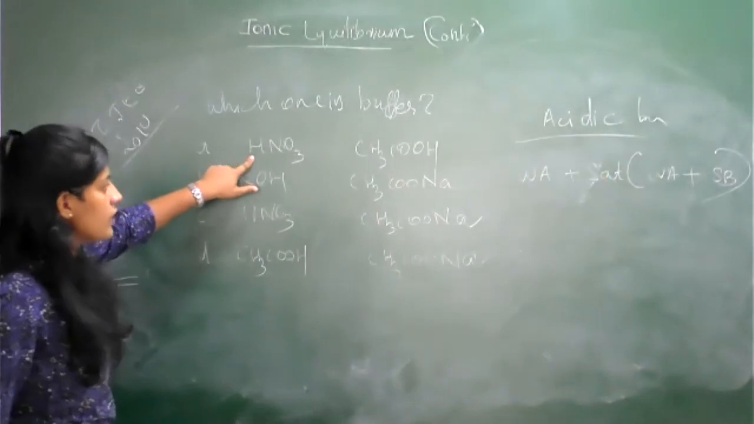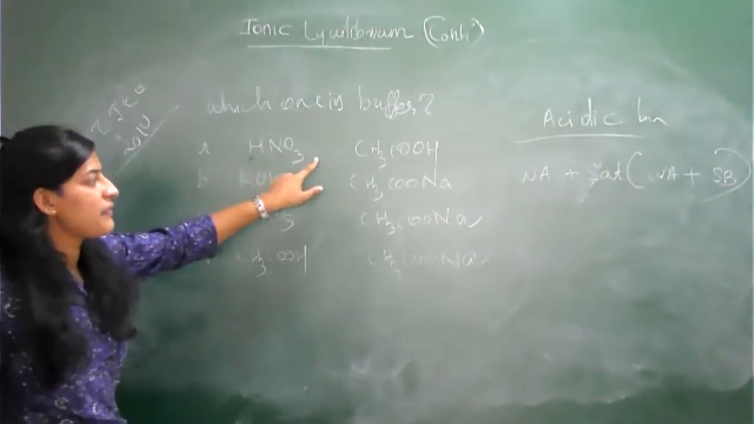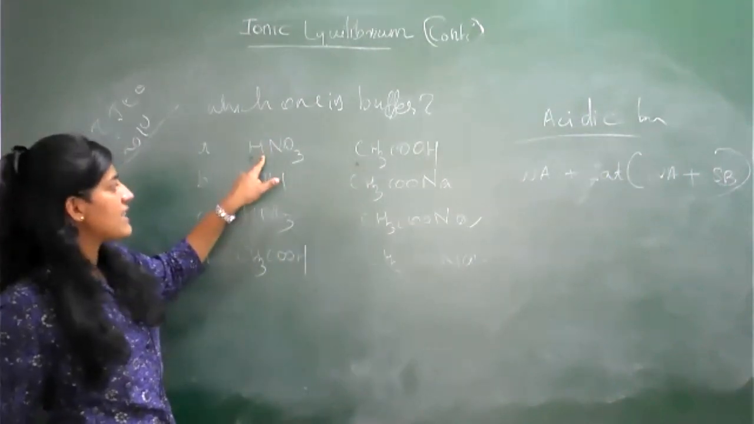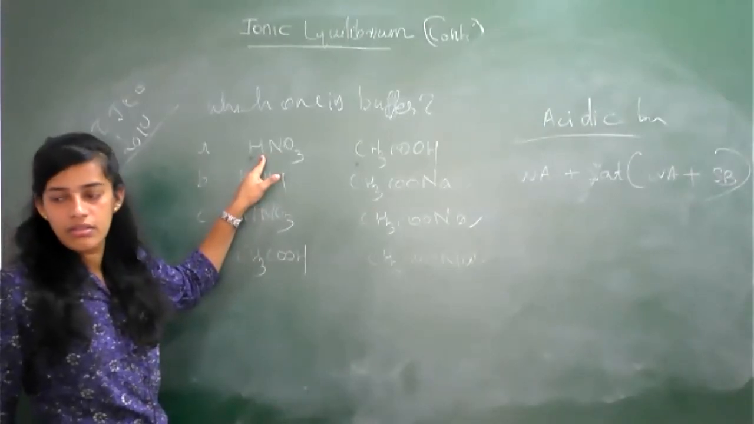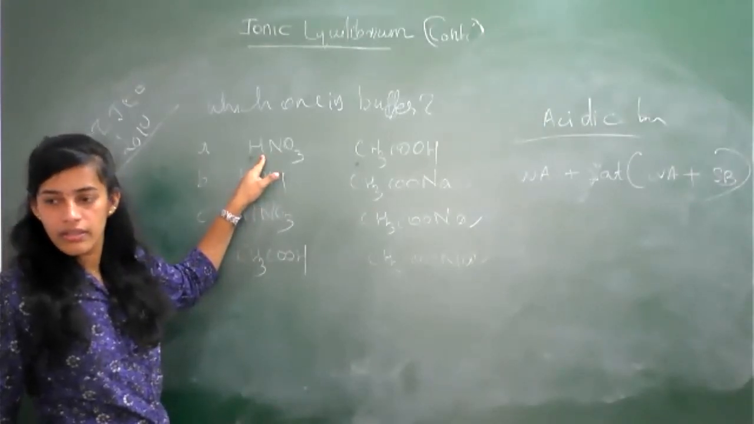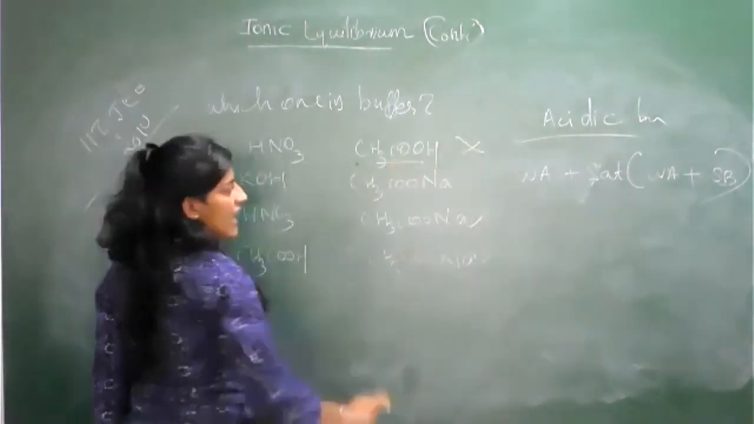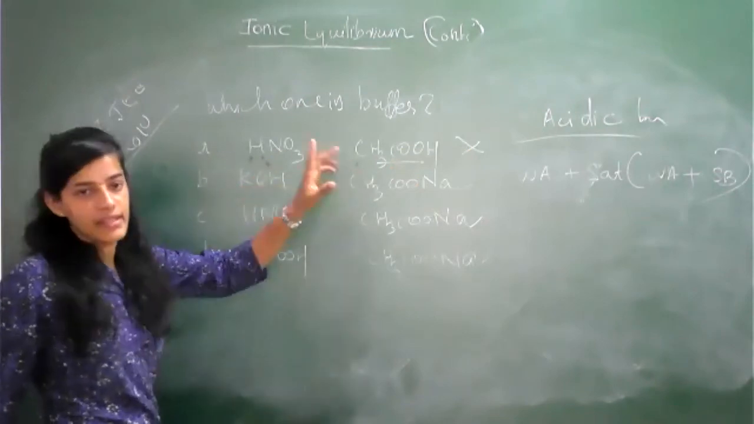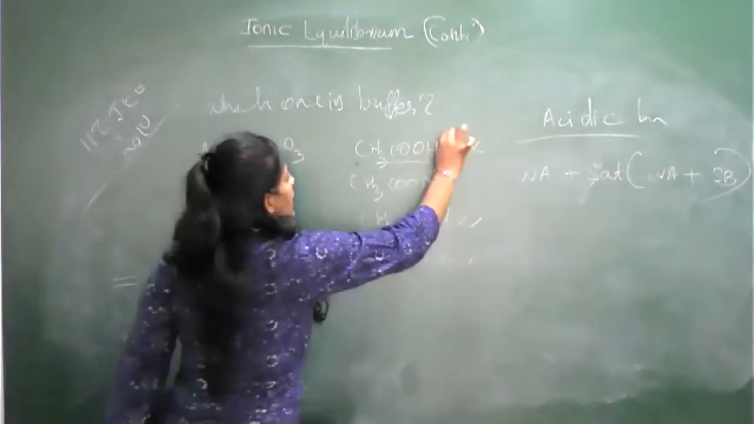HNO3. In the first option, HNO3, we have a weak acid. But is it matching? Is it a salt, student? Right now, this option gets cancelled. Weak acid is there, but HNO3 is not a salt. Both are acids, so it's not possible. We can easily eliminate this option.